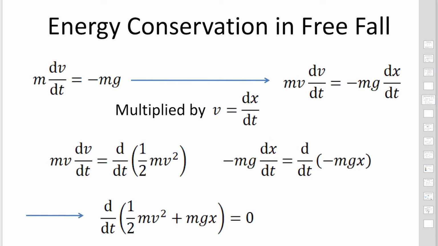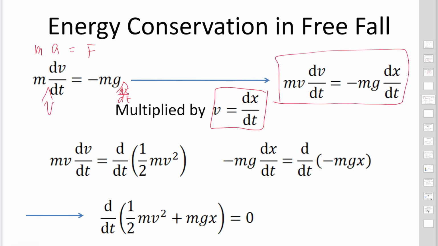Then I'd like to show the conservation of mechanical energy from the equation of motion. So this is the equation of motion: ma equals F. a equals dv/dt, and the force is minus mg. Then you can multiply both sides by v, which equals dx/dt. Here it's v. This is dx/dt. And you will get these equations, the same as the equation of motion.